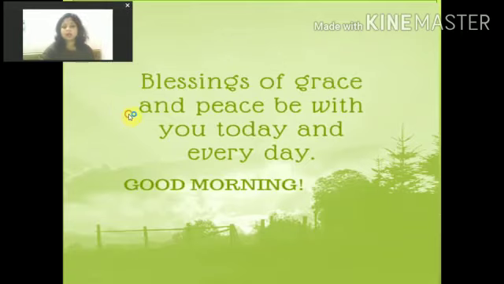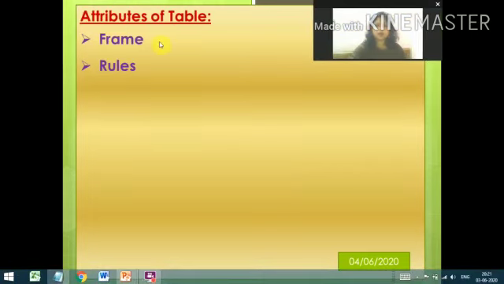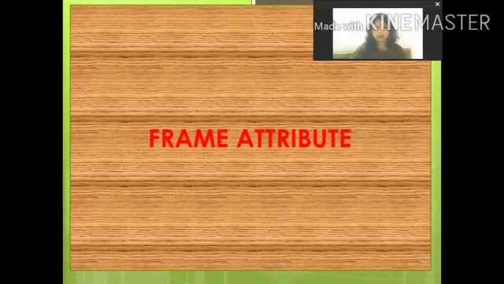So, we are studying about table and its attributes. Many attributes of table we have already learned, like border, color, height, width, align, etc. Two more attributes are left. One is frame, another one is rules. The frame attribute is used to display outside borders, while the rules attribute is used to display inside borders of the table. So, we will study the frame attribute. Next class we will read about the rules attribute.